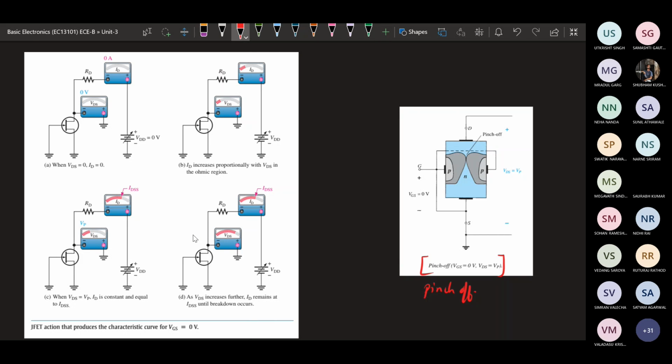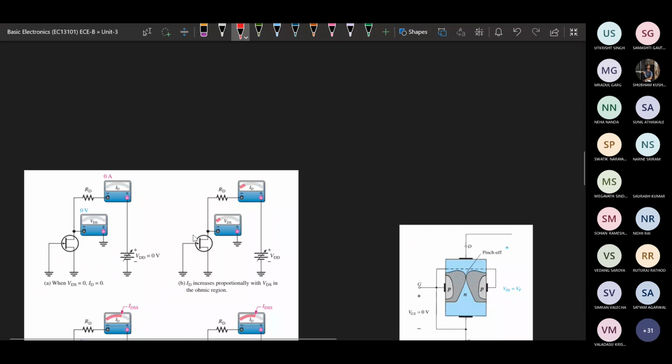Here ID increases proportionally with VDS in the ohmic region, so the current is linearly proportional to VDS. Next, when VDS equals pinch off, ID is constant and equal to IDSS. Beyond pinch off, as VDS increases further, ID remains constant at IDSS until breakdown occurs. This is just the explanation of the curve.